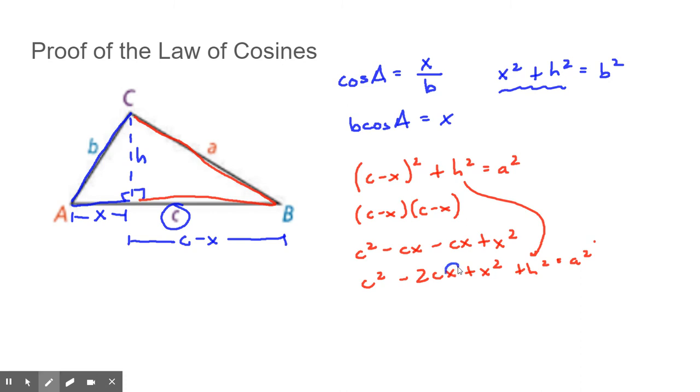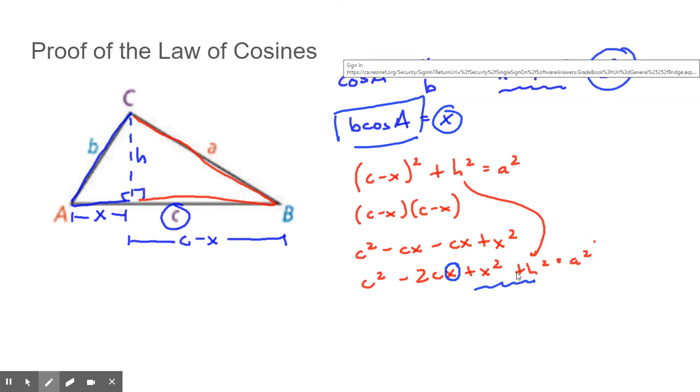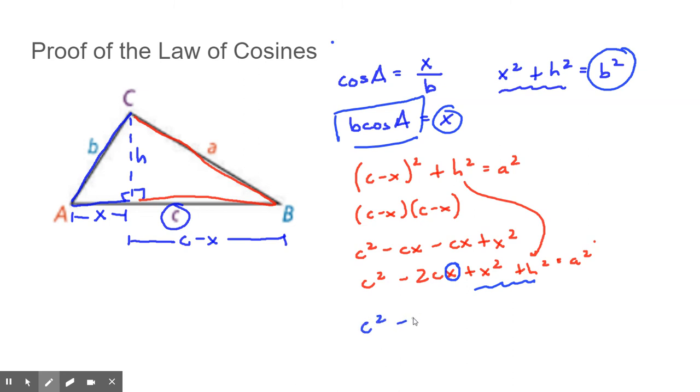I see an x right here. That's the same x here. So this is going to go in place of that x. And I also see my x squared plus h squared here. So remember, it was up here. b squared is going to go in place of that. Okay, so I'm looking at c squared minus 2c in place of x. I'm going to put b cosine of A. In place of the x squared plus h squared, I'm going to put plus b squared, and that'll equal a squared.